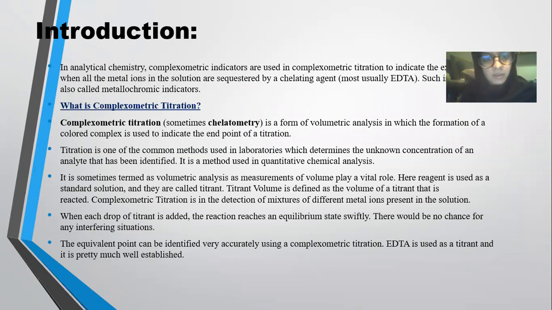Today my presentation topic is complexometric titration and the indicators which are used in complexometric titration. This is my analytical presentation. So here is the introduction. Let's start with the introduction. What is the meaning of my presentation?